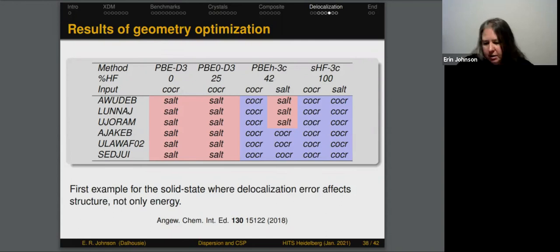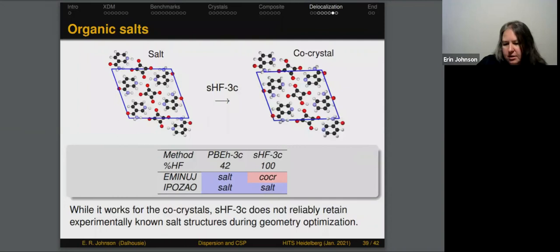However, using full exact exchange is not going to work in all cases either. We can also pick a couple of similar compounds where the salt form is known to be more stable based on bond lengths and X-ray structures, perform geometry optimization, and spuriously recover the co-crystal form with full exact exchange in some cases. So while it works well for co-crystals, full exact exchange doesn't necessarily retain the experimentally known salt structures.